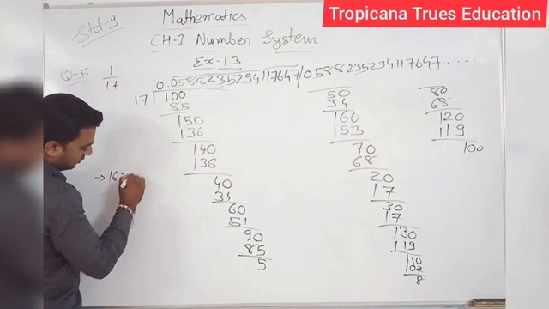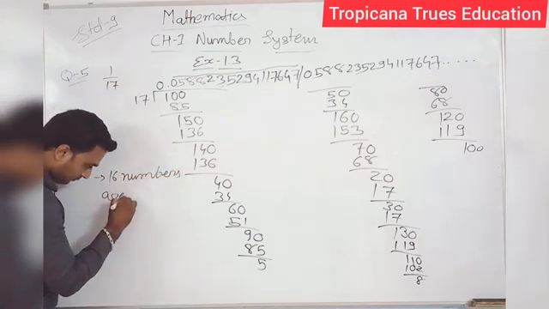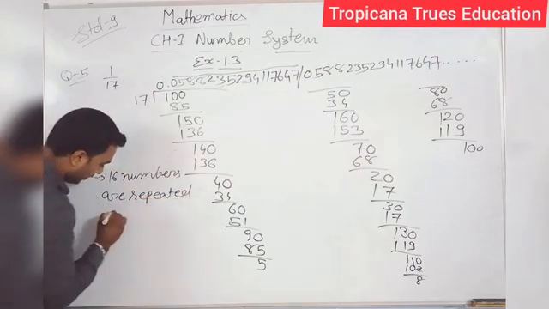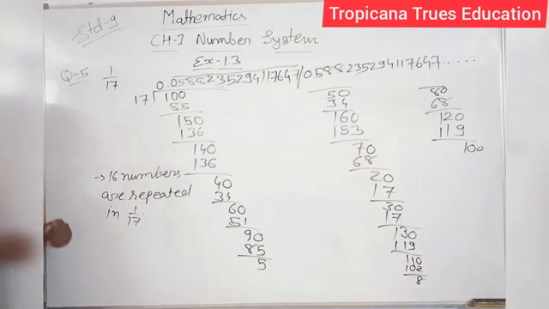So the answer we write is that 16 numbers are repeated in 1 upon 17. Clear?